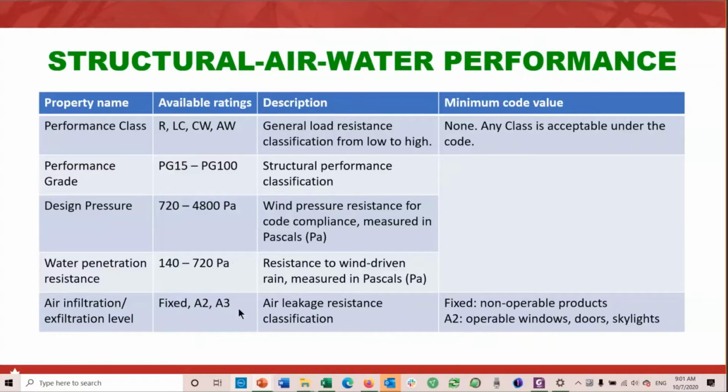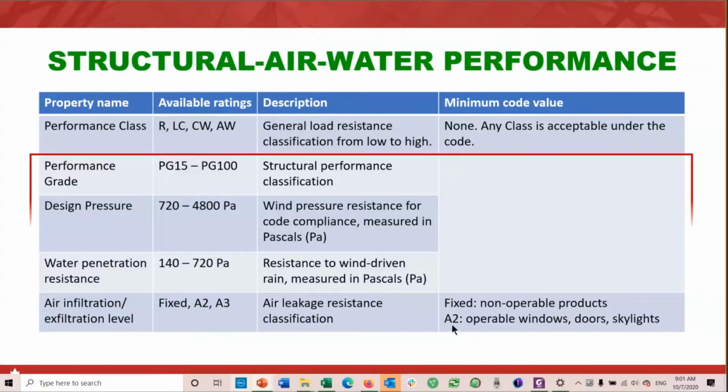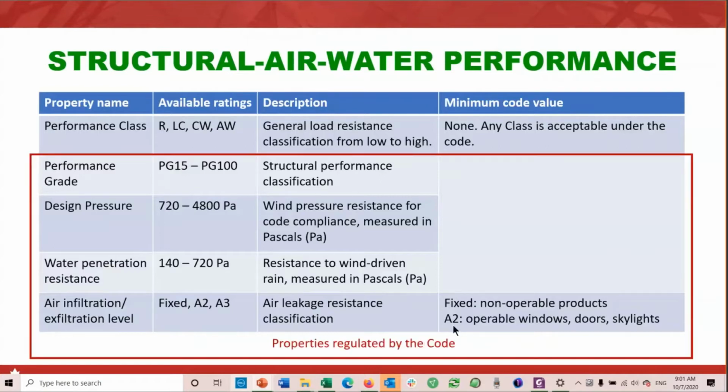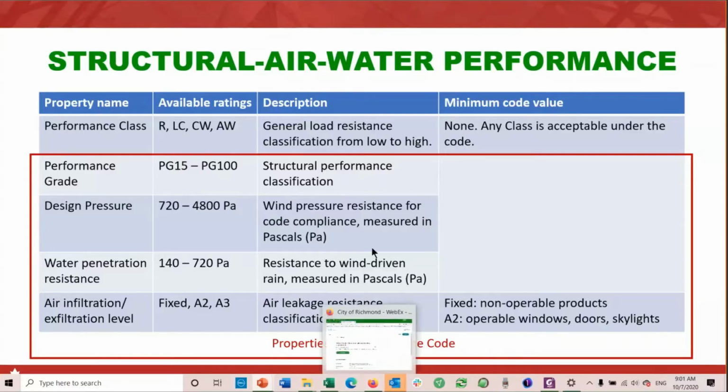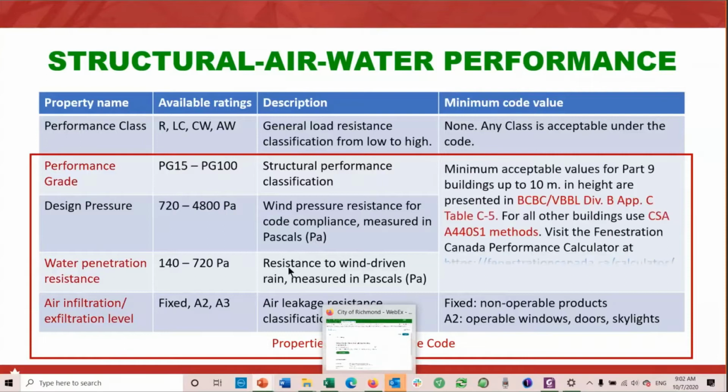The A3 level is actually better. It's more airtight, but the code allows products to have a level of A2. When we look at properties regulated by the code, the only properties of the NAF standard that the code cares about are the ones in the red box: performance grade, design pressure, water penetration test pressure, and the air infiltration/exfiltration level. The minimum code values are described here.